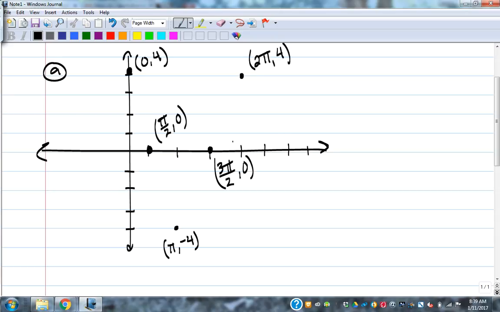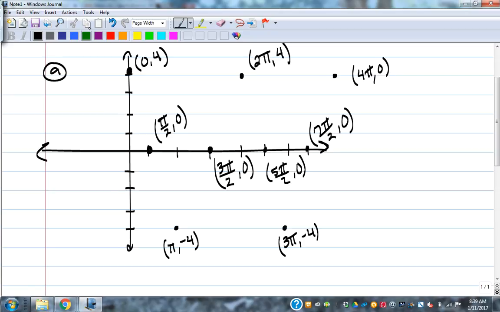And then 5 pi over 2, 0. And then 3 pi, -4. And then that's 7 pi over 2. Whoops. 7 pi over 2, 0. And then we'll do one more, just up here. We'll call it 4 pi.